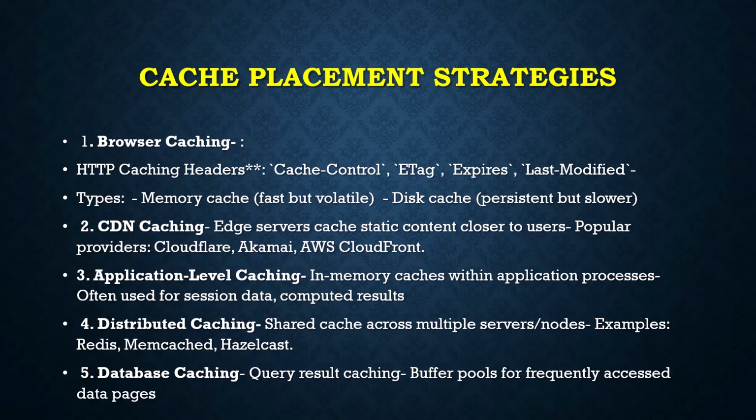That's what it does. Let's look at four, distributed caching. Distributed caching is a shared memory across multiple servers using tools. We're going to talk about the tools very soon. The tools are here: we have Redis, Memcached, and Hazelcast. Let's look at five, database caching: query results caching and buffer pools for frequently accessed data.